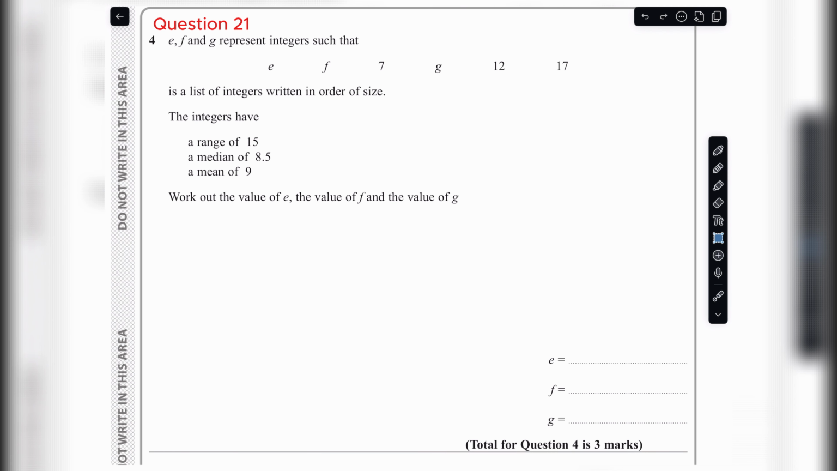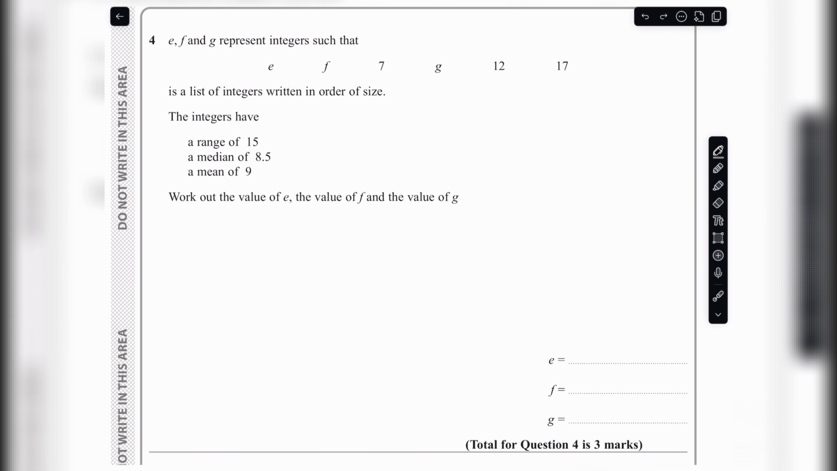In question 4, we are told that E, F, and G represent integers such that E, F, 7, G, 12 and 17 is a list of integers written in order of size. The integers have a range of 15, a median of 8.5 and a mean of 9. Work out the value of E, the value of F and the value of G.